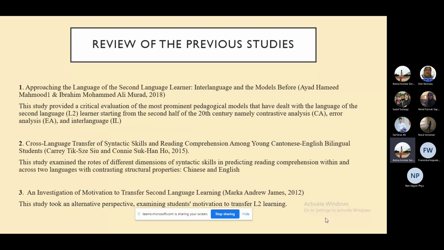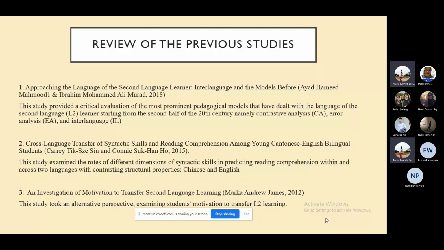Sorry. And here is the review of the previous studies I have done. The first study, approaching the language of the second language learner, interlanguage, and the models before.